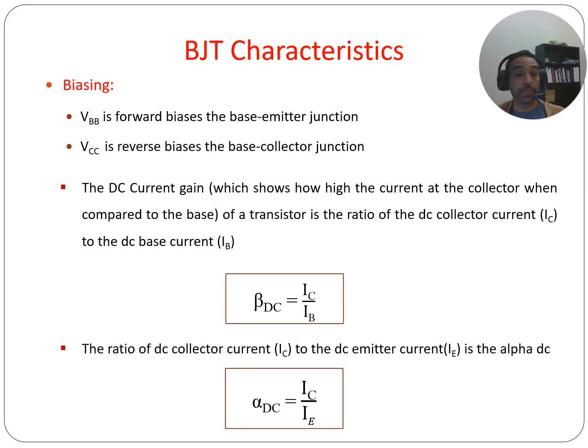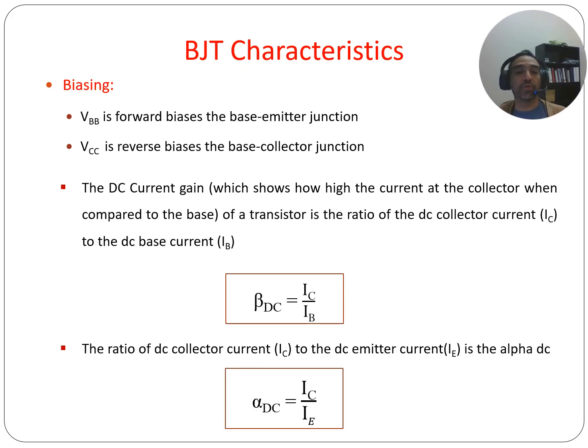All right, so VBB is forward biasing as it pertains to the base. VCC is reverse biasing. Remember, we reverse bias from the collector to the base. This is the voltage that's applied to the collector of the transistor, and it reverse biases the base collector junction, and that just means it makes it hard for current to flow between the base and collector.